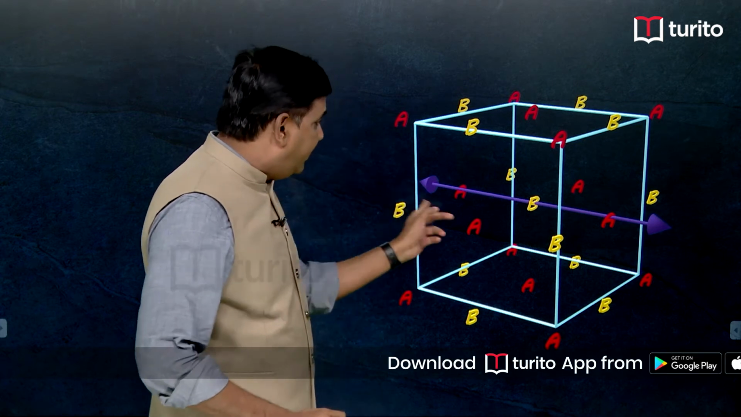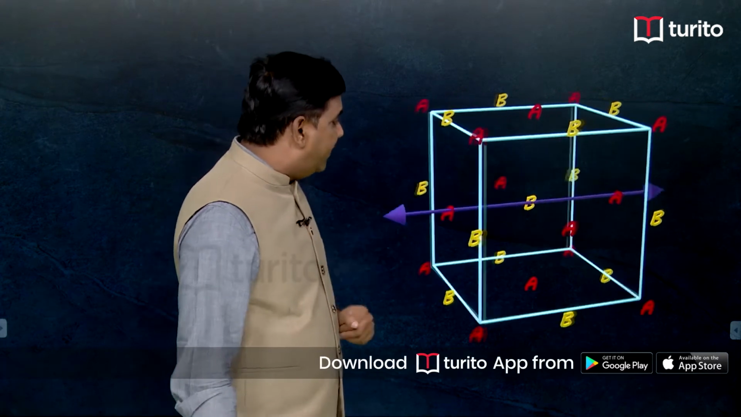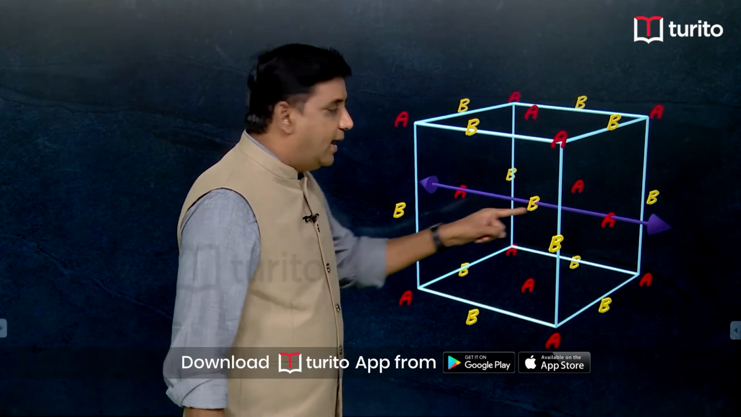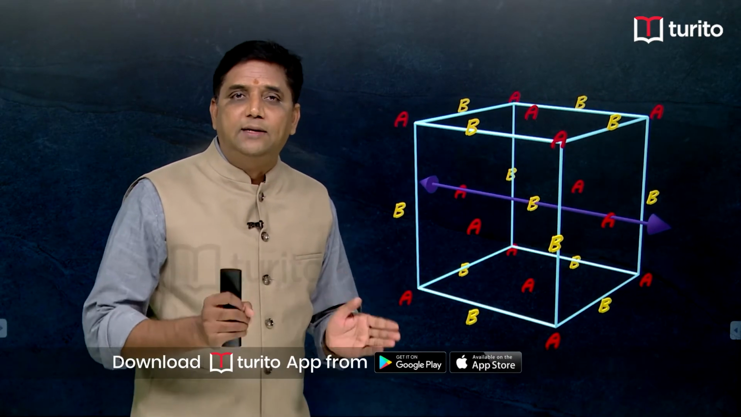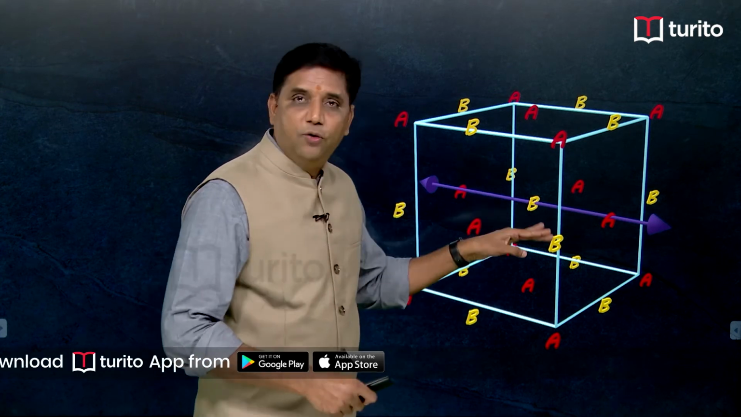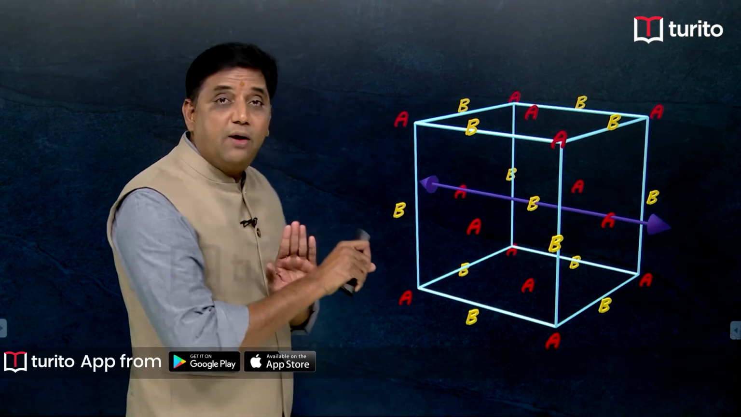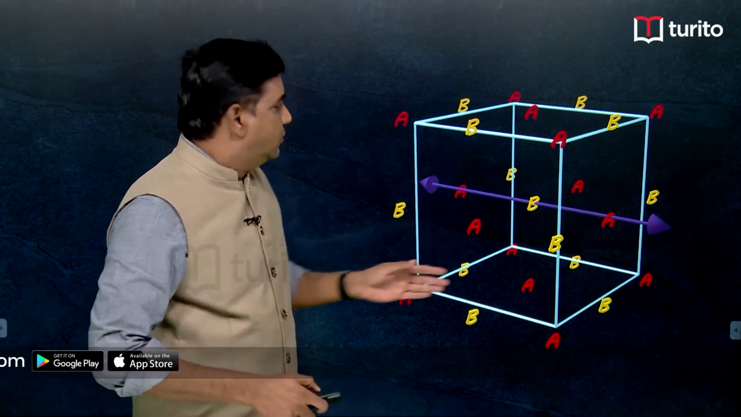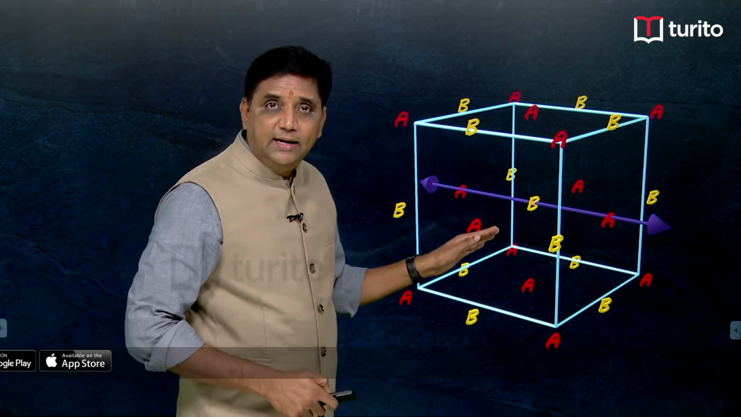So, after removing the A atoms, how many face centers are removed, students? 1, 2, 3 and 4. Only 4 face centers remain now. Initially it was 6, now it has become only 4. And the remaining atoms we have not touched at all. The remaining are there as they are. So, now we have 4 face centers.